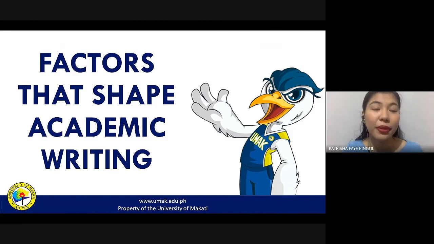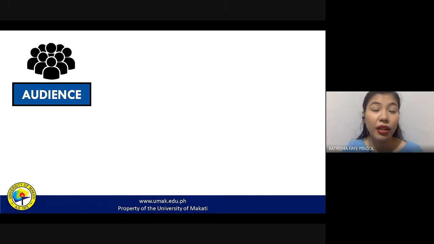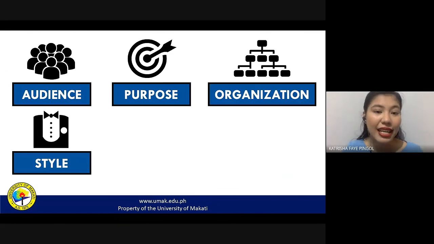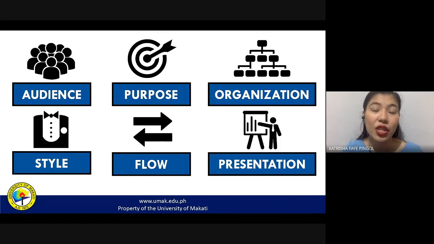Now let's move forward to the different factors that shape academic writing. What do we mean by factors that shape academic writing? Simply put, these are some of the things that you really have to consider whenever you are writing a piece of academic text. These are the things that you have to carefully plan and consider when you are producing academic texts. These factors include, number one, audience, the purpose, the organization, the style, the flow, and of course, your presentation.